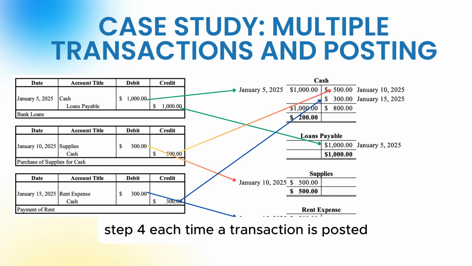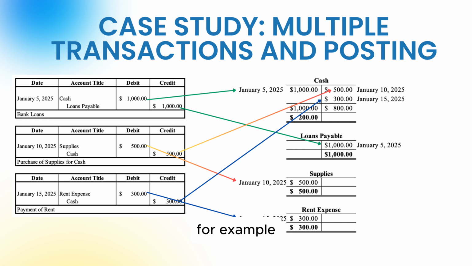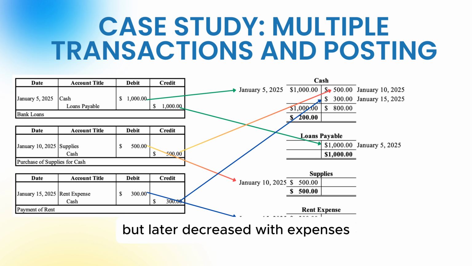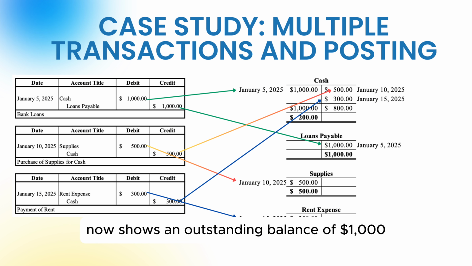Step 4. Each time a transaction is posted, the balance of the affected account is updated. For example, the cash account initially increased with the loan but later decreased with expenses. The supplies and rent expense accounts reflect their respective transactions. The loans payable account now shows an outstanding balance of $1,000.